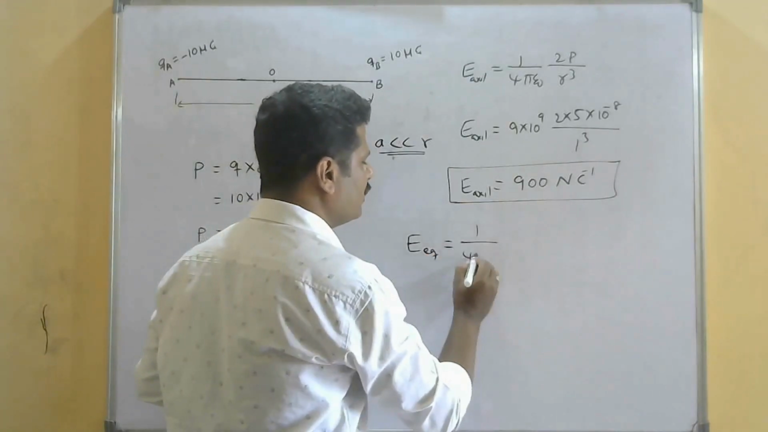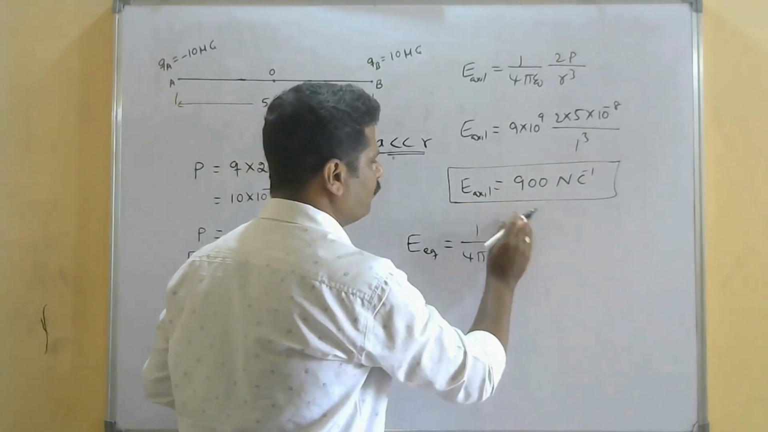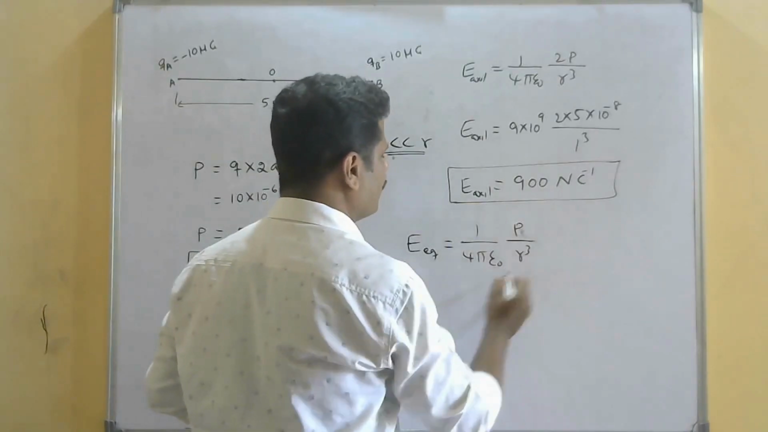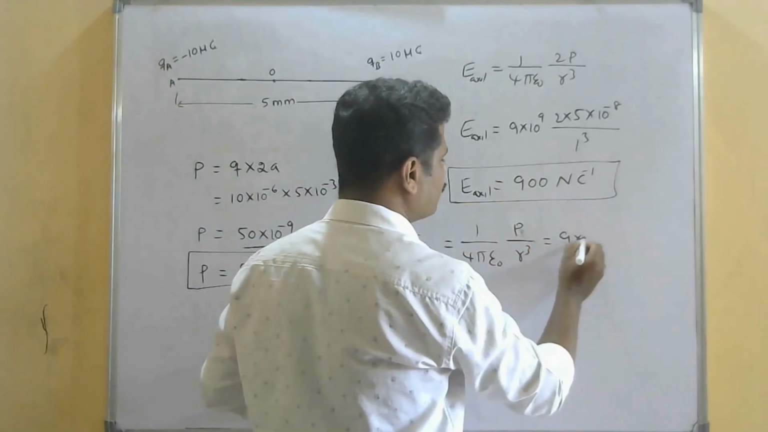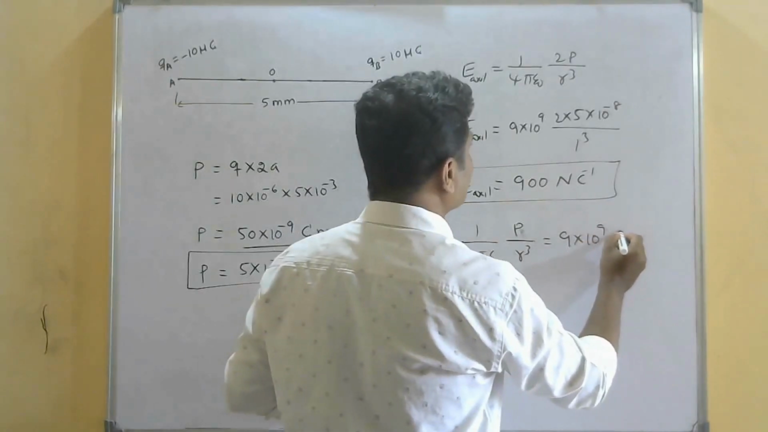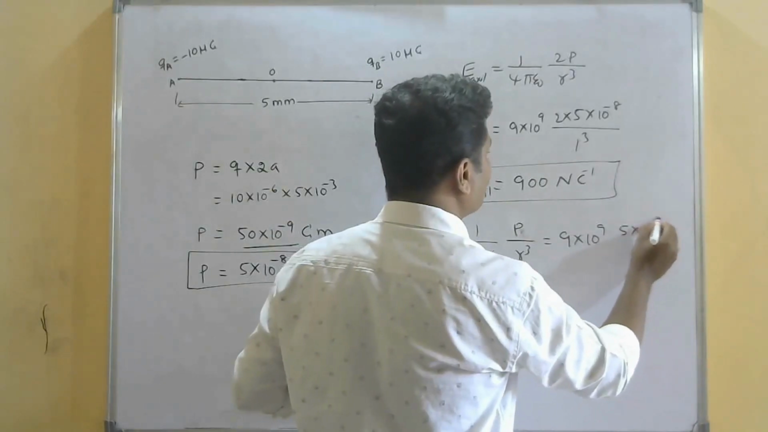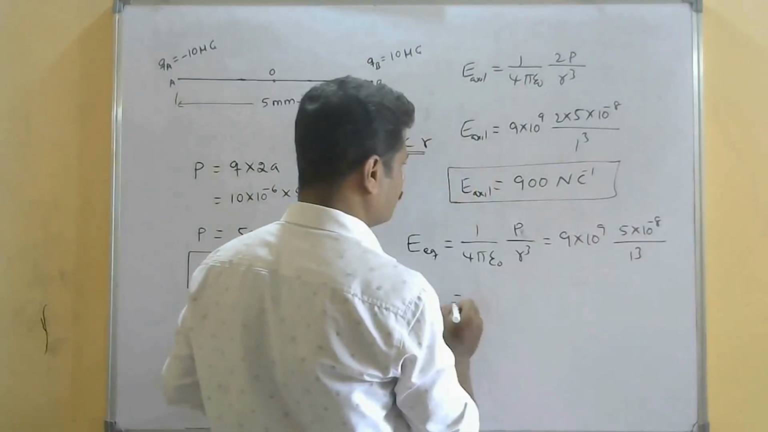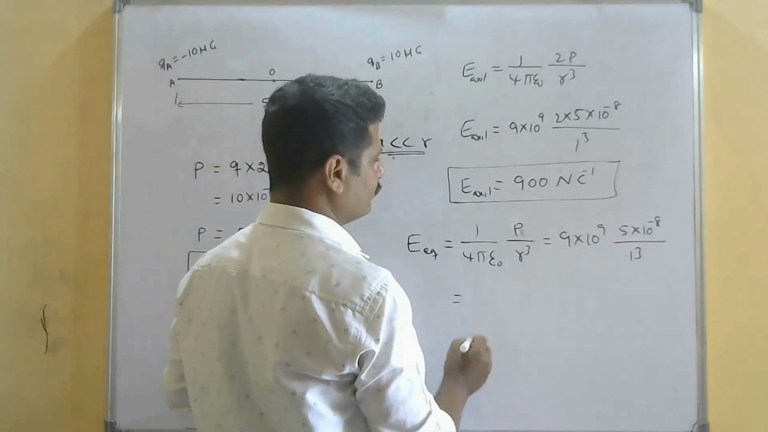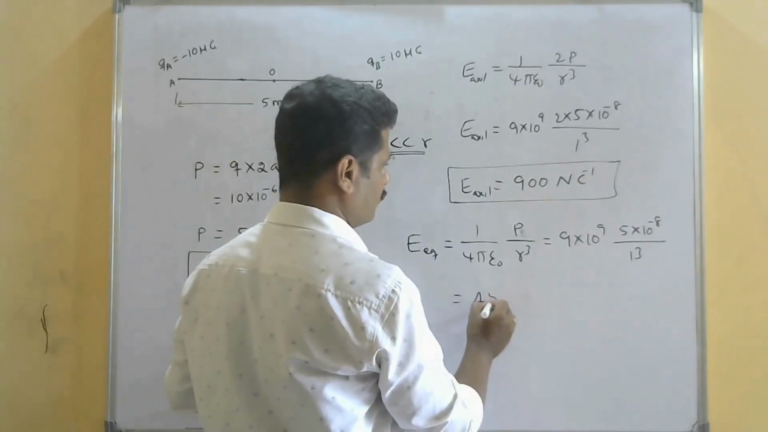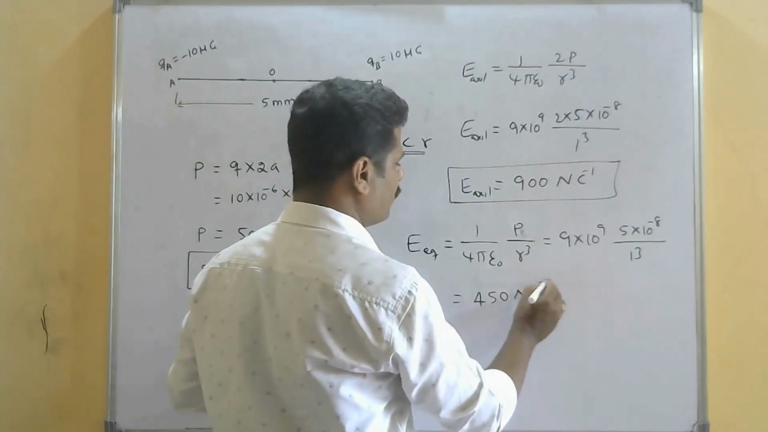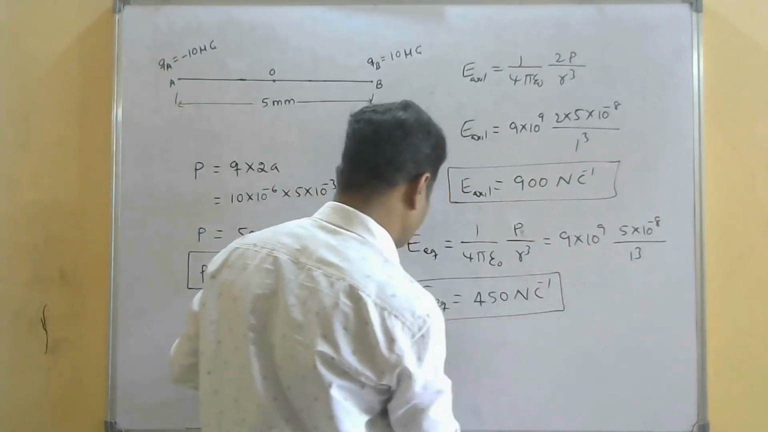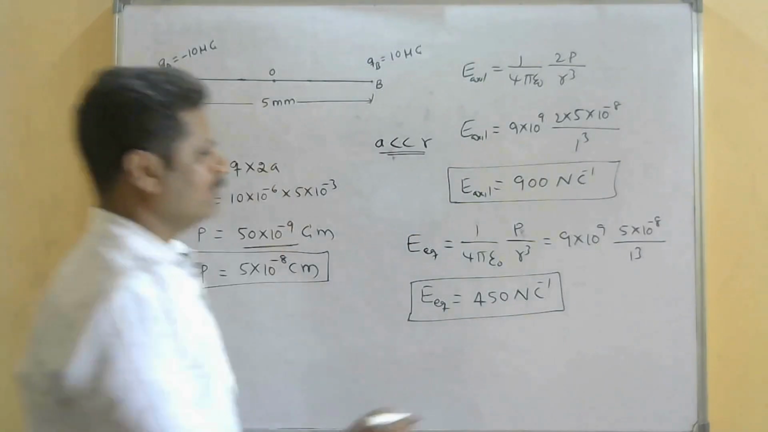In the same manner, on the equatorial line, the field is 1 by 4 pi epsilon p by r cube. Here the value of 1 by 4 pi epsilon is 9 times 10 raised to 9, and p is 5 into 10 raised to minus 8 divided by r cube. R cube means 1 cube. This equals 450 Newton per coulomb. This is the electric field on the equatorial line at a distance of 1 meter from the center of the dipole.